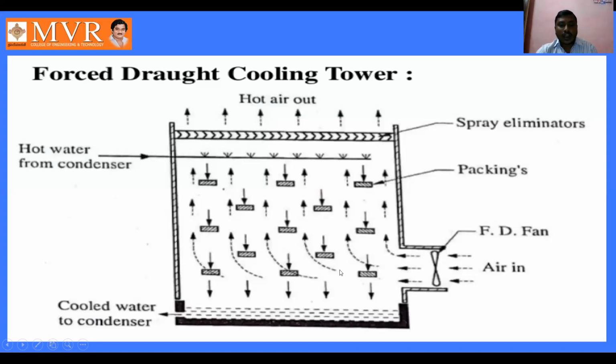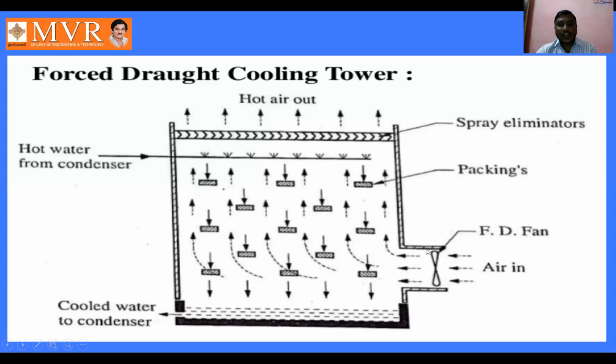See here, after the air has been sent out with the hot air, the remaining water comes down as cooled water to the condenser, and it is sent to the condenser again. This is what happens in the forced draft cooling tower.